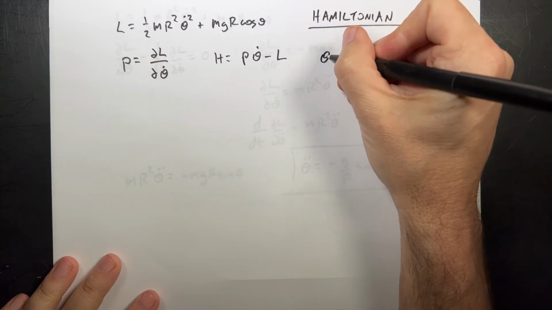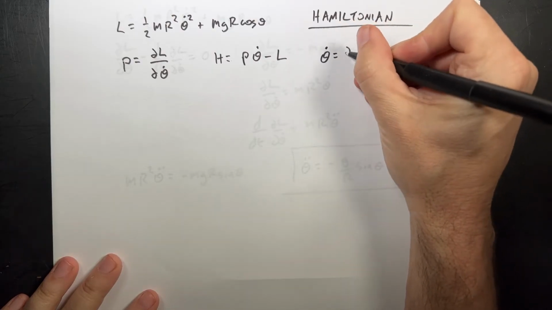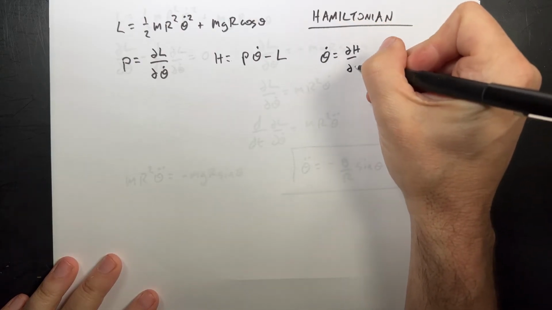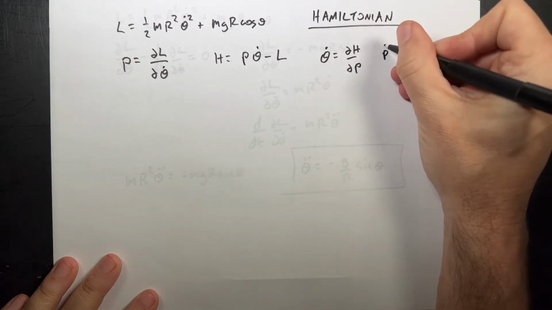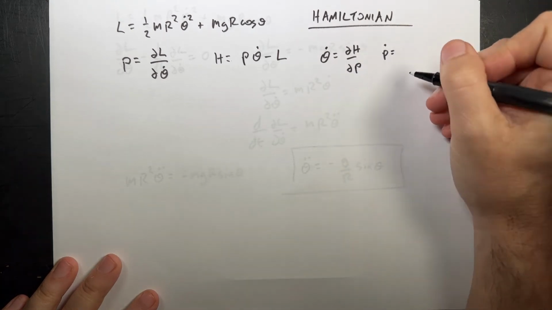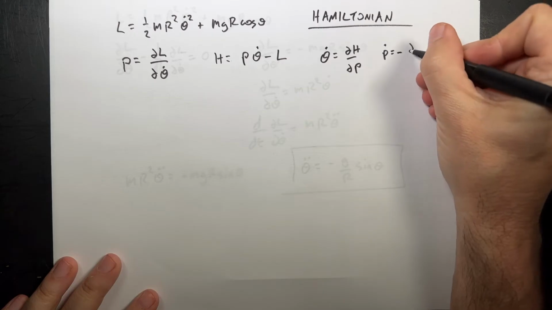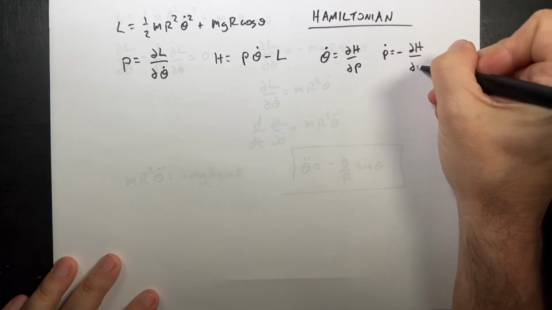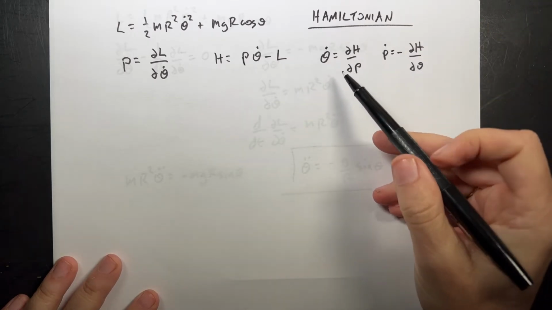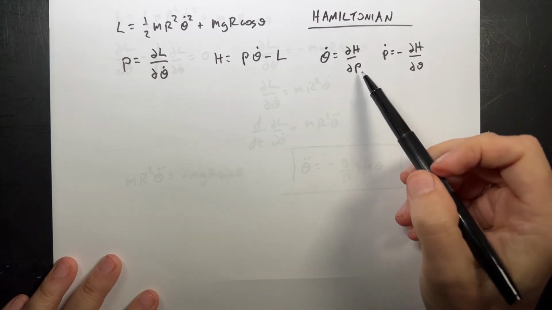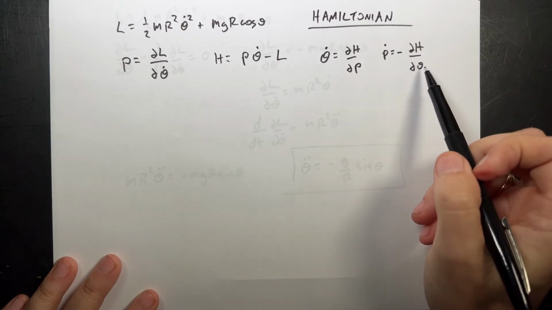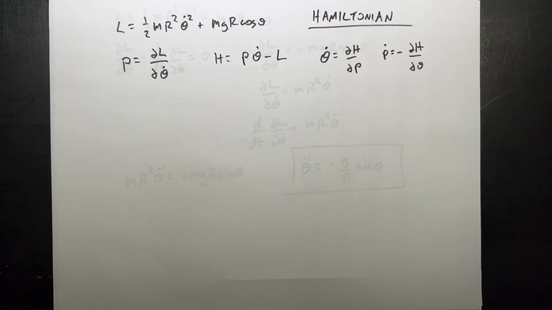I get theta dot is equal to the partial of H with respect to P, and P dot is equal, which is kind of fun to say, P dot is negative the partial of H with respect to theta. And again, if you have multiple variables, this would be Qi, Pi, Pi dot, Qi. But we only have one variable here. So that's the Hamiltonian. Let's go ahead and do it.